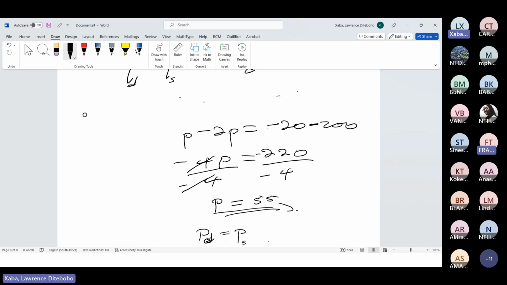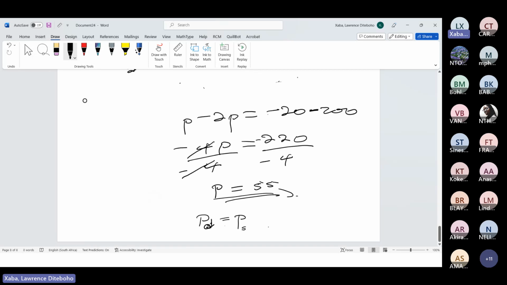But what I'm suggesting, maybe instead of equating QD equals QS, let's look at the price, where we have PD minus PS. Do you see that? So it means we don't transform what we have, we take it the way it is. Do you follow?